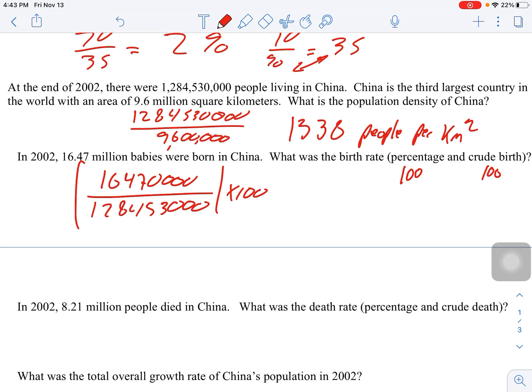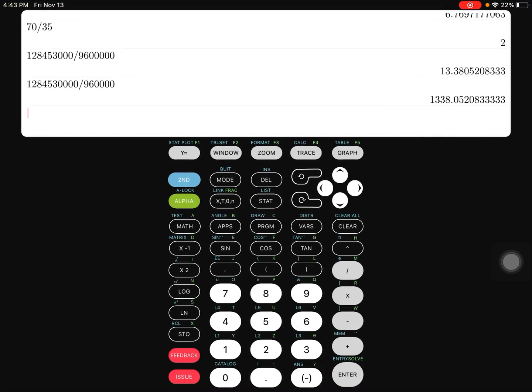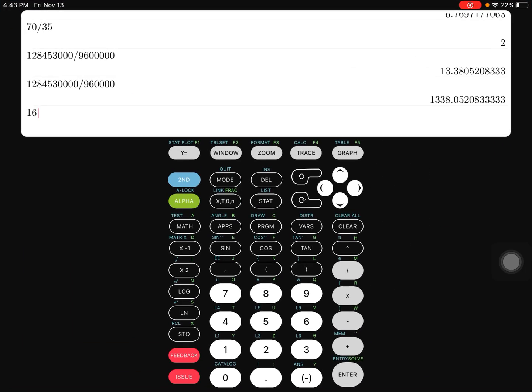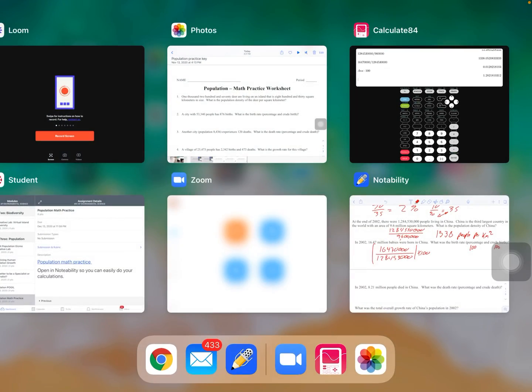I think I'm making a mistake here. Let's see, 16. Nope, that's right. Okay. Just big numbers. I want to make sure I got it right. 16,470,000, divided by the population of 1.28453 billion, times 100. So we have a birth rate of 1.28%.